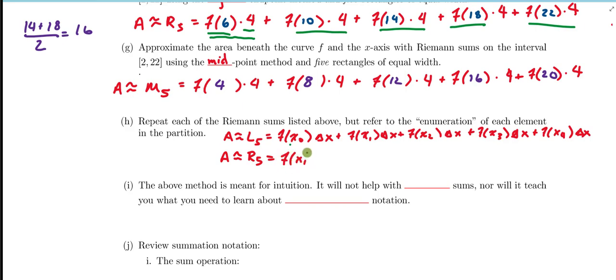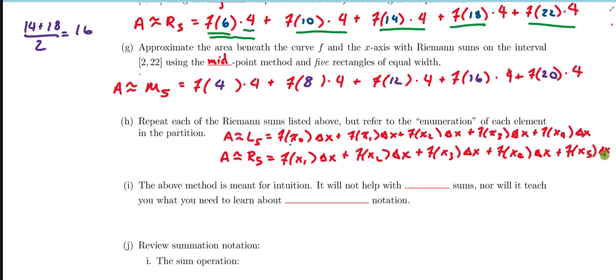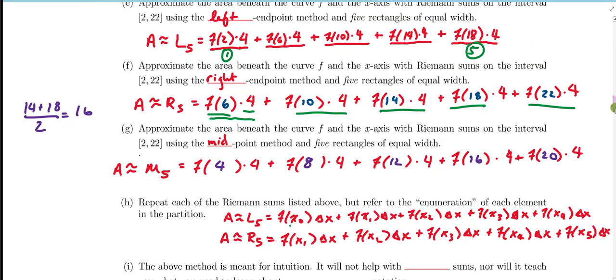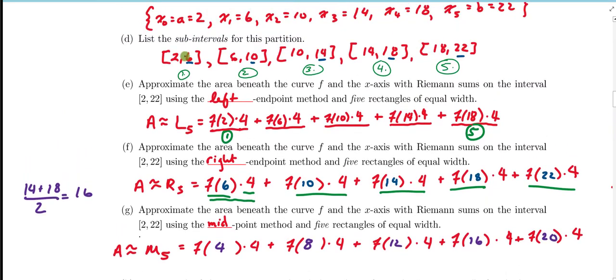So for that, we'll use f of x of 1 delta x plus f of x of 2 delta x, etc. And I want you to convince yourself that this is correct. If we go look at our subintervals, when I'm using the right endpoint method, I want these 5 x elements. But the first one that I want is 6, which is x of 1. The next one that I want is 10, which is my x of 2. The last one that I want is 22, which is my x of 5.